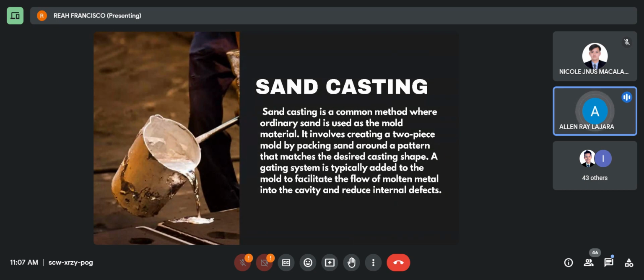Sand casting. Sand casting is a common method where ordinary sand is used as the mold material. It involves creating a two-piece mold by packing sand around a pattern that matches the desired casting shape. A gating system is typically added to the mold to facilitate the flow of molten metal into the cavity and reduce internal defects. So sa sand casting po ay gumagamit po dito ng sand desired shape para ma-mold yung molten metal. Next po.